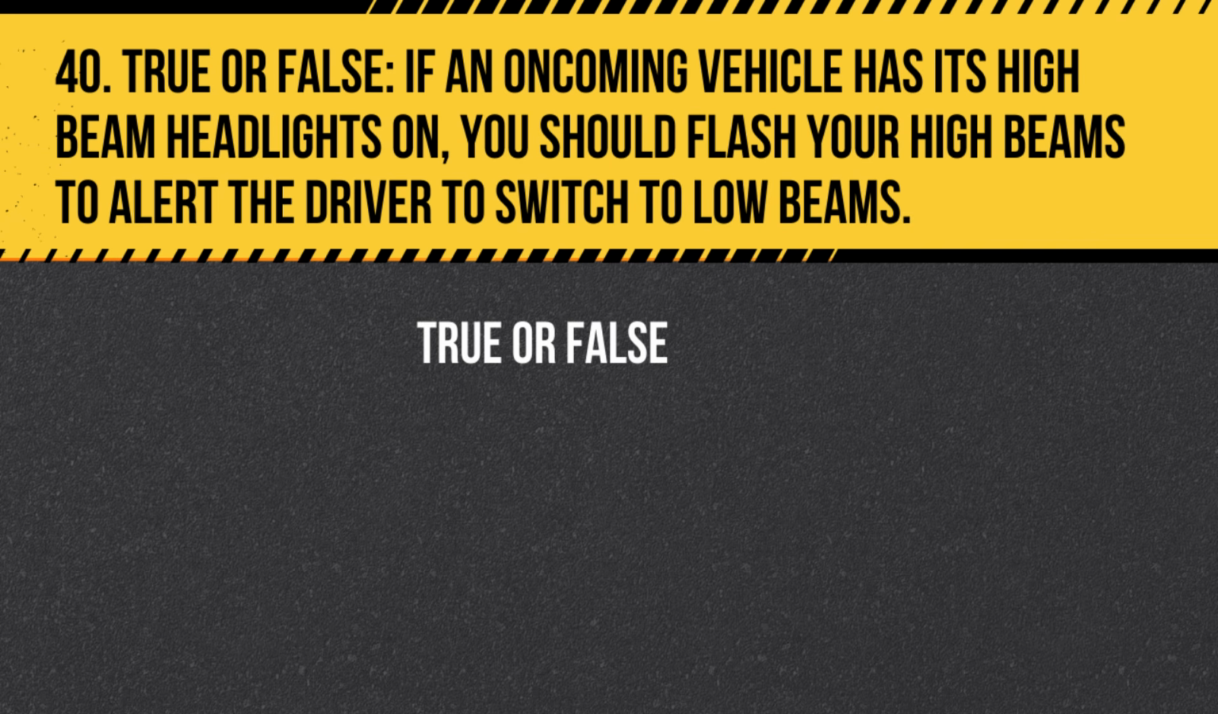Question 40. True or false? If an oncoming vehicle has its high beam headlights on, you should flash your high beams to alert the driver to switch to low beams. Answer. True. If an oncoming vehicle has its high beam headlights on, you may briefly flash your high beams to alert the driver to switch to low beams, as high beams can impair the vision of other drivers.